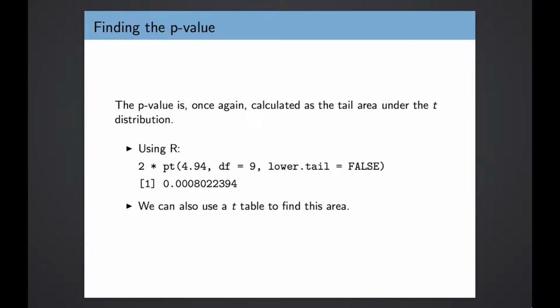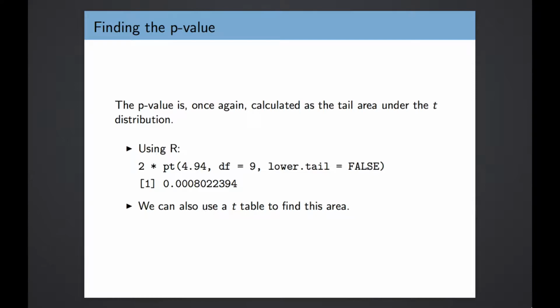The first argument is the test statistic we found, 4.94. Then we need to specify the degrees of freedom that we have, so 9. We use this lower.tail equals FALSE argument to tell R if we want to find the area in the small part of the curve, or if we want to find 1 minus that, so lower.tail equals FALSE is what we want. And again, we're multiplying that by 2 because we have a two-tailed hypothesis test. So that is going to give us this answer of 0.0008. We can also find this p-value using a t-table.